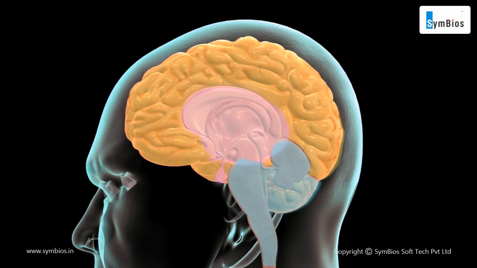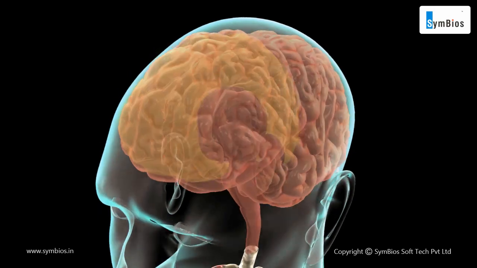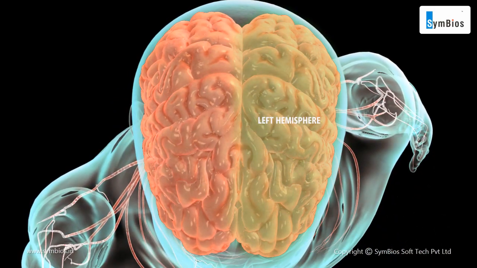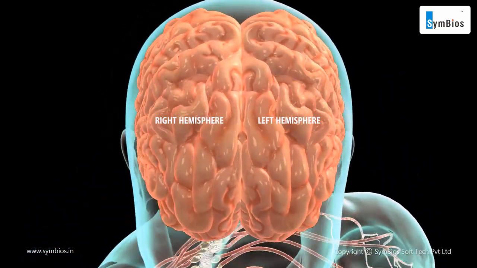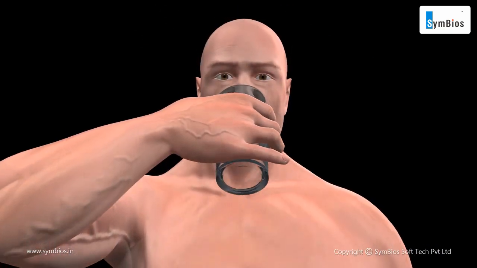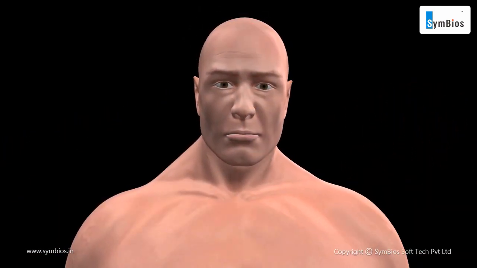The largest part of the human brain is the cerebrum, and it is divided into two: left hemisphere and right hemisphere. The left hemisphere controls the right part of the body and the right hemisphere controls the left side of the body.